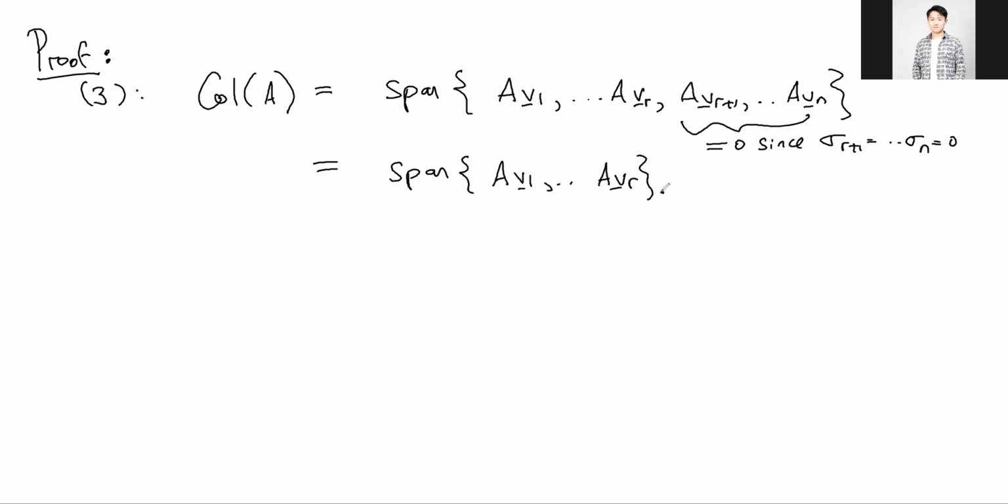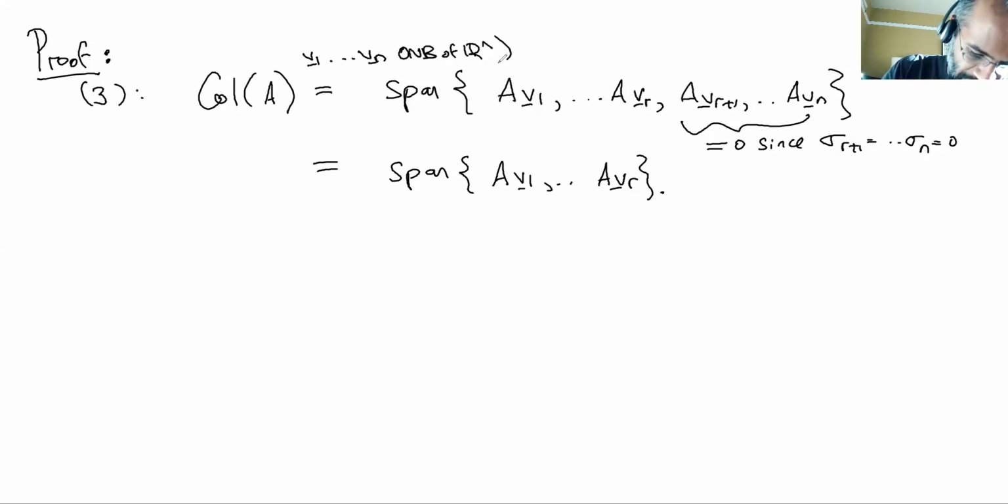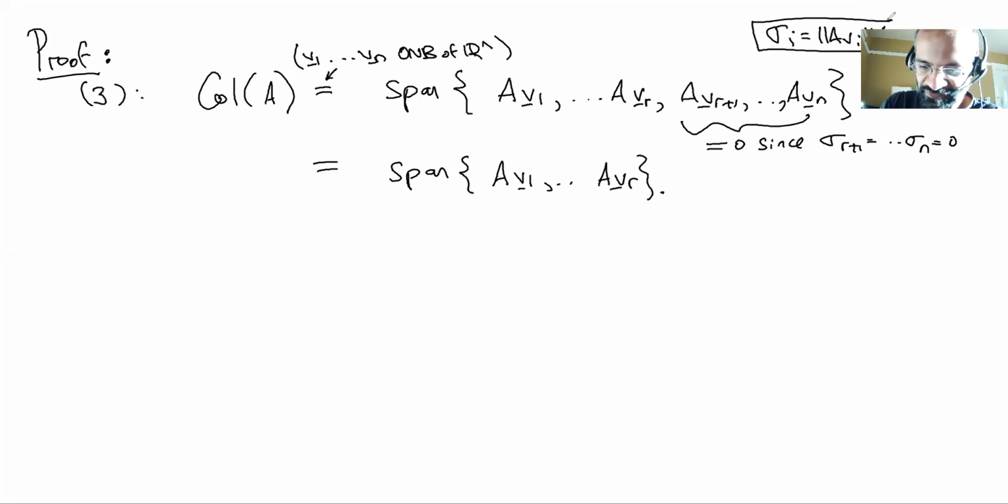Why does the column space of A equal the span of AV1 through AVR? The question suggests that A transpose A has eigenvectors V1 to Vn. Right. So here I'm just using that V1 through Vn is an orthonormal basis of Rn. I'm not using the eigenvector equation. This is just a fact about any basis. This is a pre-midterm one kind of fact: if you have a basis of Rn, then the column space of A is just the span of A times the vectors in that basis. And I'm using that AVR plus 1 through AVN are 0, because remember sigma I is equal to the norm of AVI, and I specifically chose R so that only up to sigma R is non-zero.